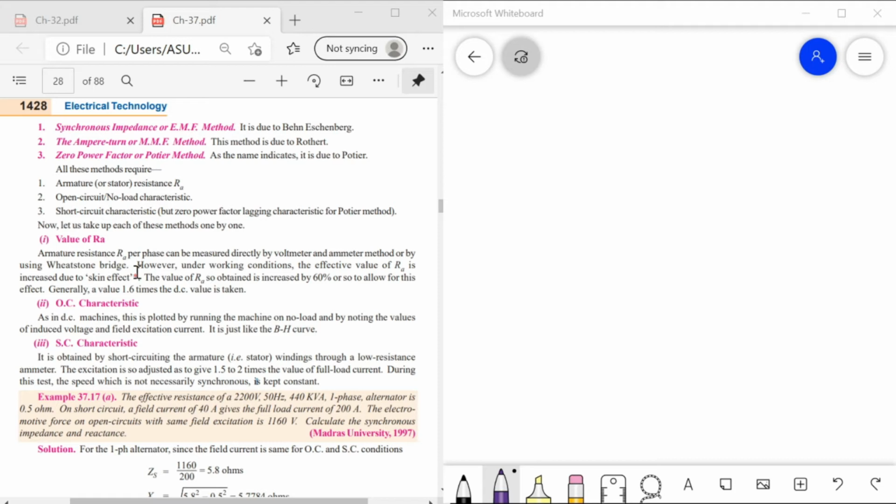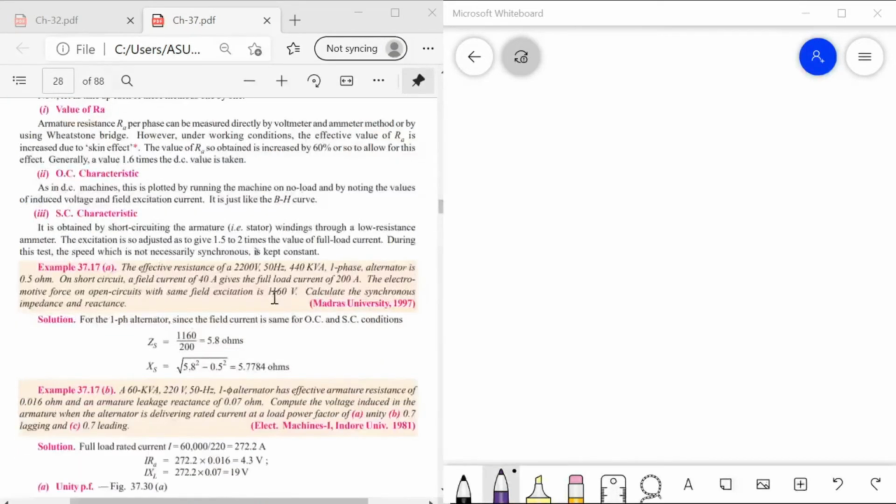So value of RA. Armature resistance per phase can be measured directly by voltmeter and ammeter method or by using Wheatstone bridge. However, under working conditions, the effective value of RA is increased due to skin effect of a conductor. The value of RA so obtained is increased by 60% or so to allow for this effect. Generally, a value of 1.6 times the DC value is taken.